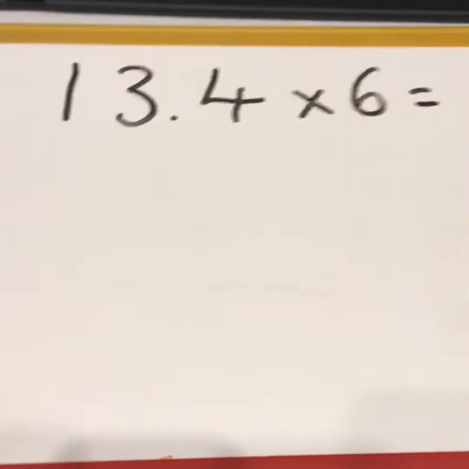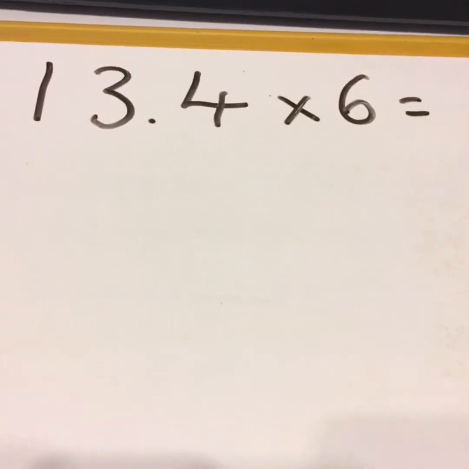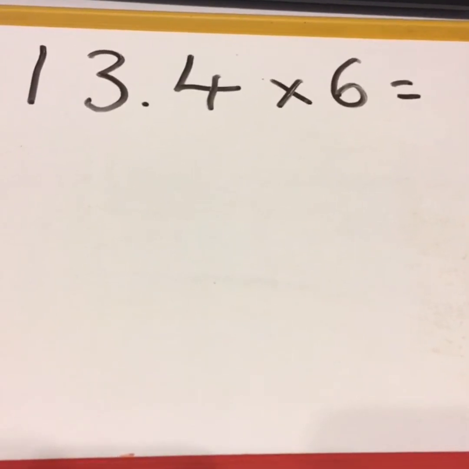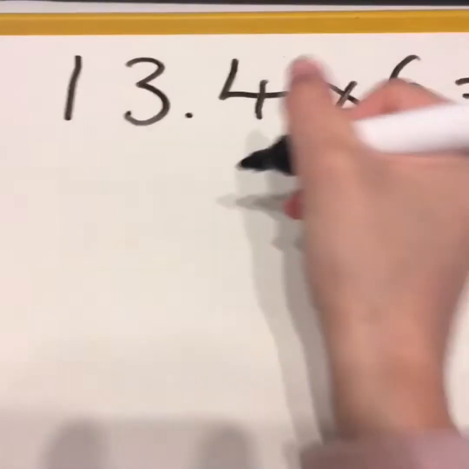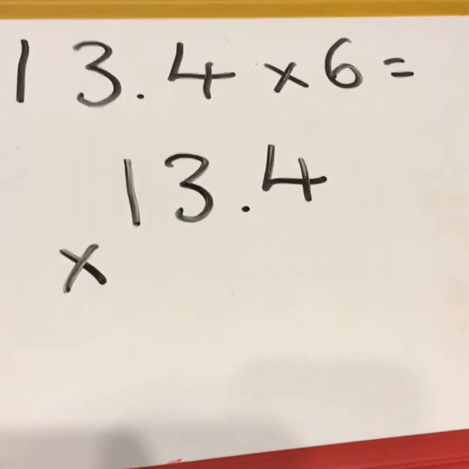Right, we're now going to move on to multiplying decimals, which, just the same as addition and subtraction, is the same method that we use for whole numbers. You've just got that decimal place there. So 13.4 times by 6. So I'm going to do column method, column multiplication like I normally would.